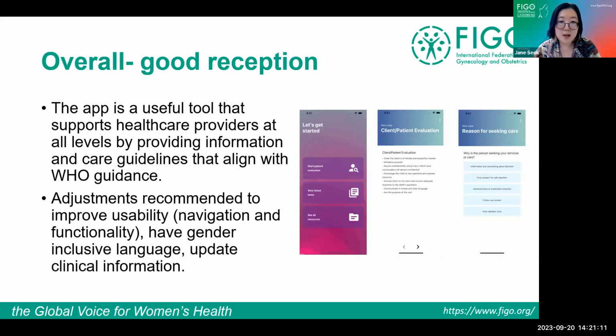As I mentioned, there were adjustments, and that was a big part of the field test, to improve the app based on the comments. And some of the recommendations that later led to changes were things like improving usability, the navigation and the function of the app, ensuring that the app had gender inclusive language, updated clinical information in parts, and overall just fixing a few errors in algorithms that were identified.